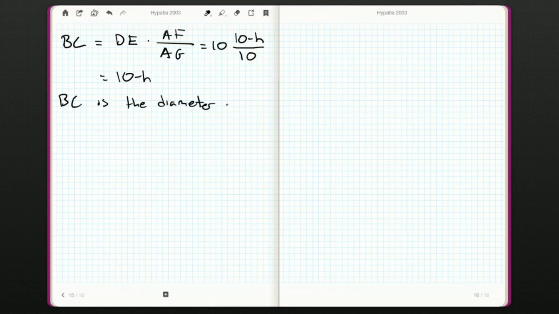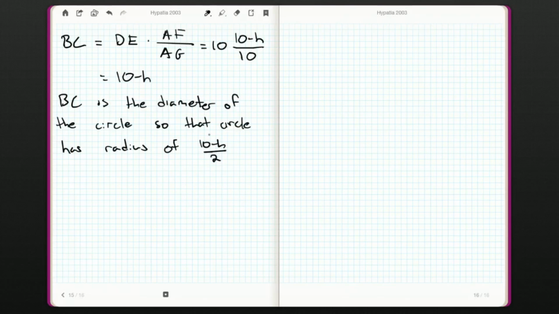BC is the diameter of the small circle. So that circle has radius of 10 minus h over 2. 10 minus h is the diameter. You want the radius? You have it. Okay. So we know what the radius is, and using the radius we can figure out the area. So that gives us enough to better understand the cone.